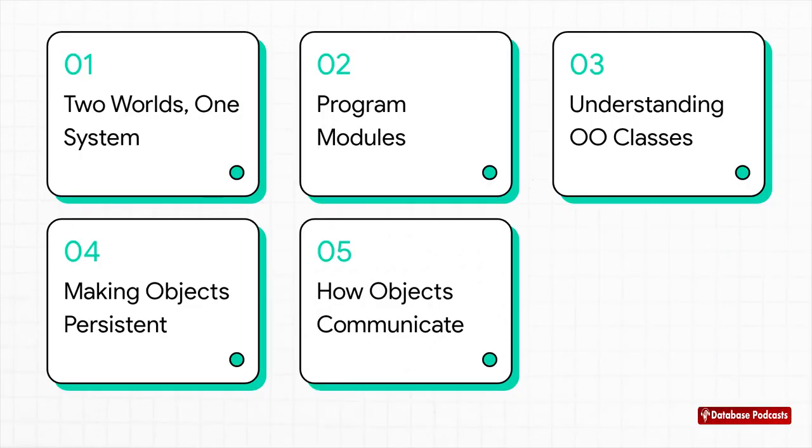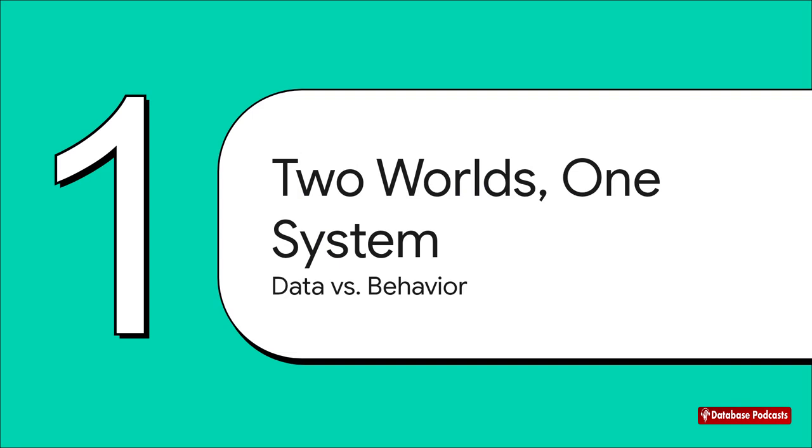First, we'll look at how these two different systems even manage to coexist. Then we'll break down the basic building blocks of software, program modules. After that, we'll get into what object-oriented classes really are, tackle the huge question of how objects get saved permanently, and finally, we'll see how these objects actually talk to each other. So let's kick things off with the big question.